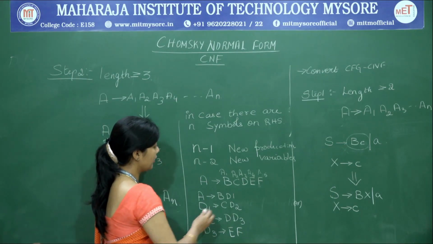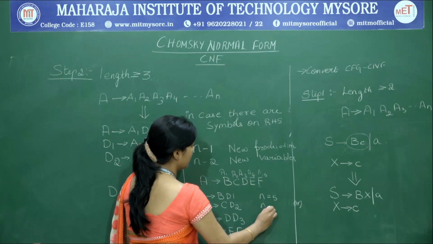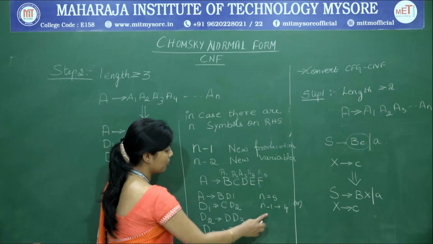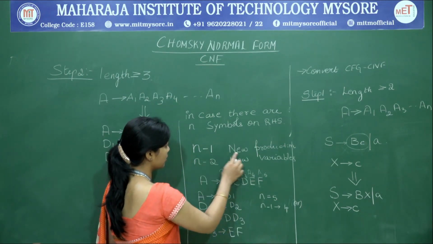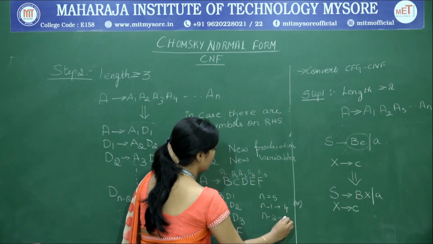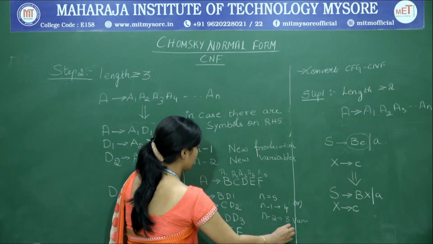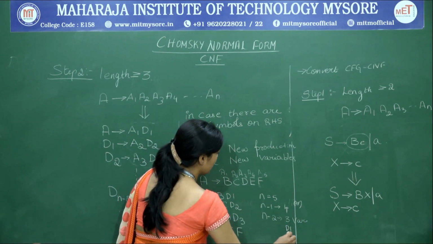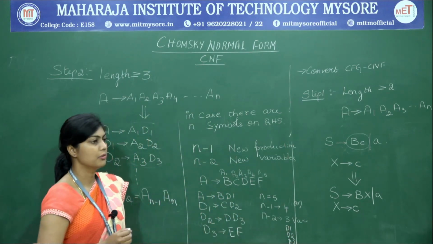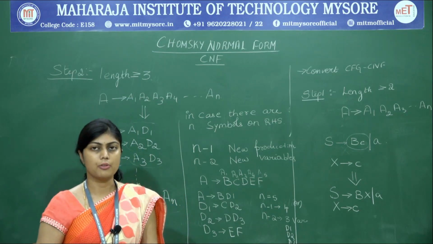So, we see that n here is equal to 5. Therefore, n minus 1 productions, that is 1, 2, 3, 4 productions, we have produced. So, n minus 1 new productions and n minus 2, that is nothing but 3 variables. The 3 variables that we have introduced are D1, D2 and D3. So, this is how we are going to convert the given CFG into the CNF format.